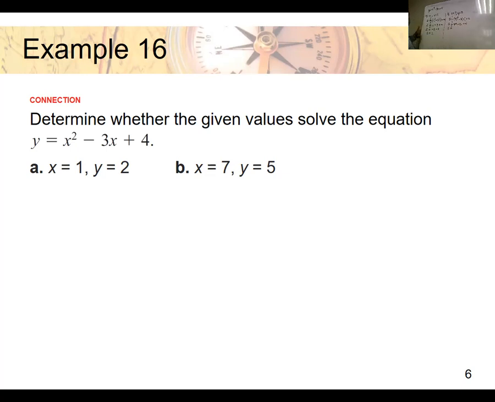All right, now in this case, 49 minus 21 will be 28. And if I add 28 plus 4, you'll find out that this equals 32. So here 5 does not equal 32. So we can say here that the values of x and y in part B do not solve that equation. Okay.